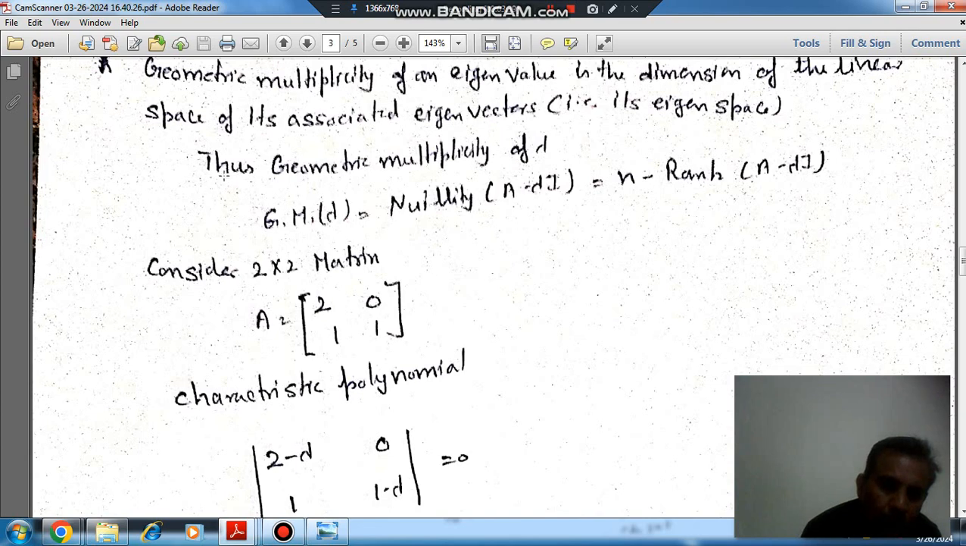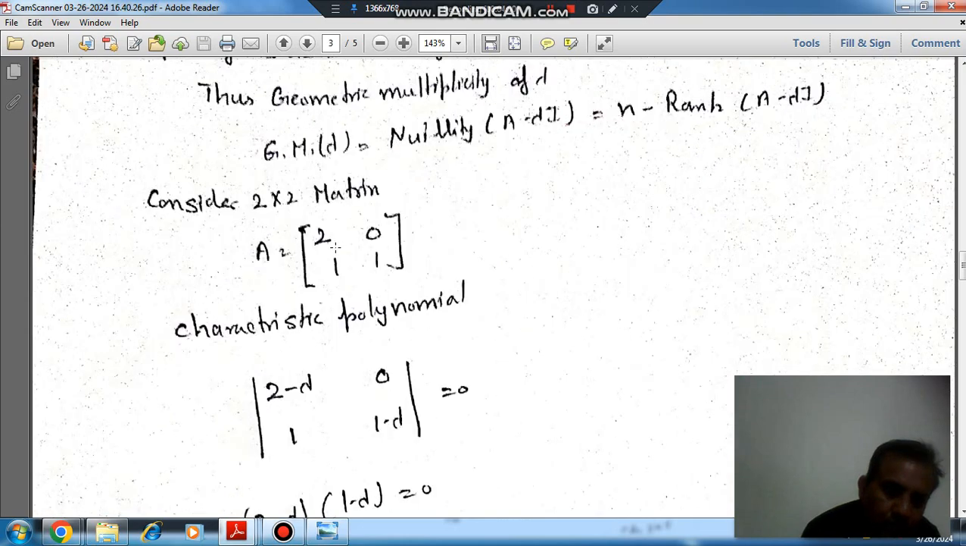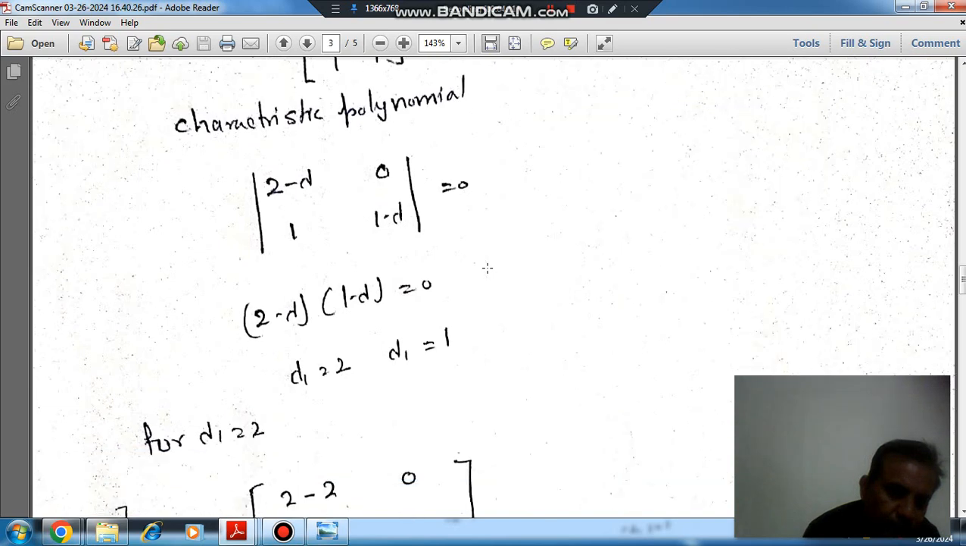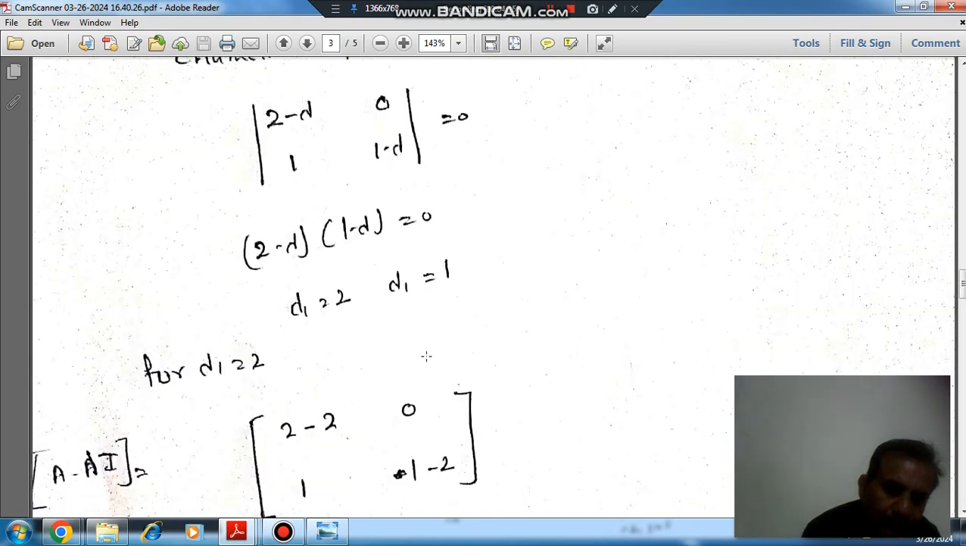Or we can say the geometric multiplicity of a particular eigenvalue is the nullity of the matrix A minus lambda I, and the nullity of A minus lambda I is n minus the rank of A minus lambda I. This example will explain all the things. Suppose we have matrix A, 2 0 1 1. The characteristic polynomial is (2 minus lambda)(1 minus lambda) minus 0 equal to 0, so the roots are 2 and 1.